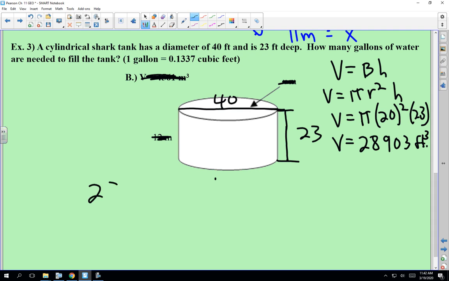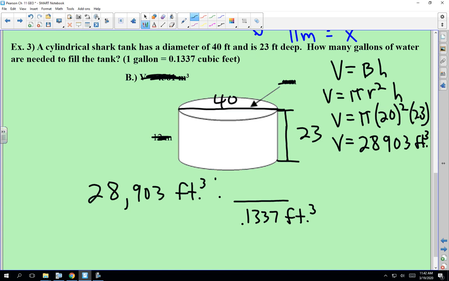So if we have 28,903 cubic feet, and we want to get this in gallons, we need the cubic feet to cancel out. So we need 0.1337 cubic feet on the bottom and 1 gallon on the top here. That's going to cancel out our cubic feet, leaving us with gallons, an incredible number of gallons. So we're going to take that 28,903 number, and yes, we're going to divide it by 0.1337. It's going to be a lot of water.